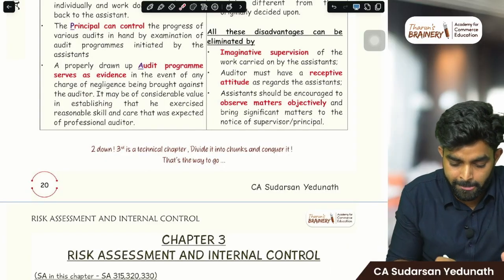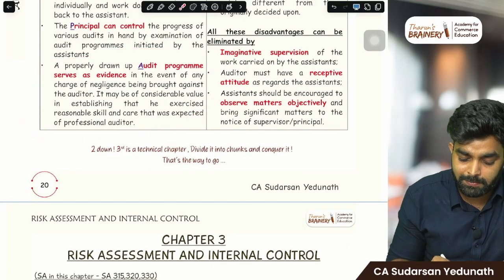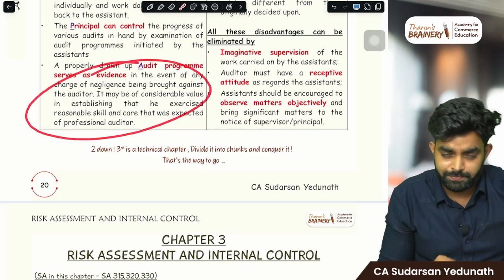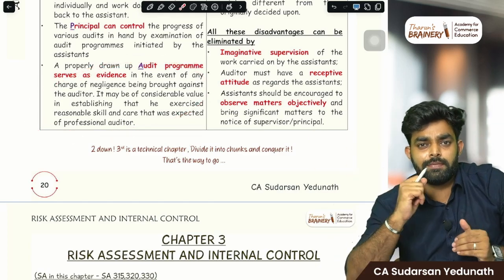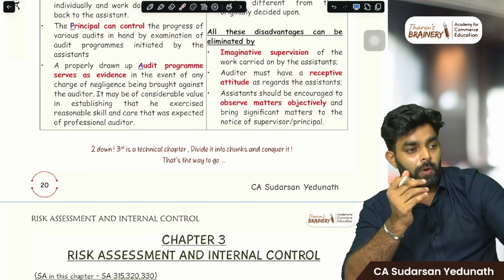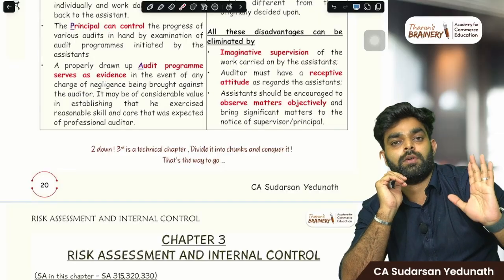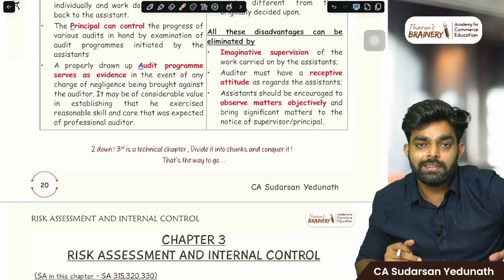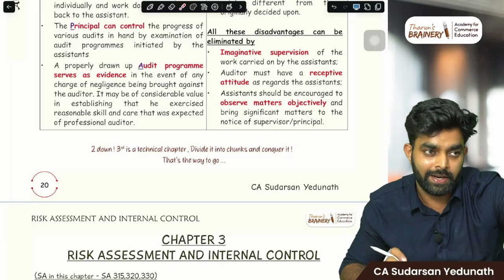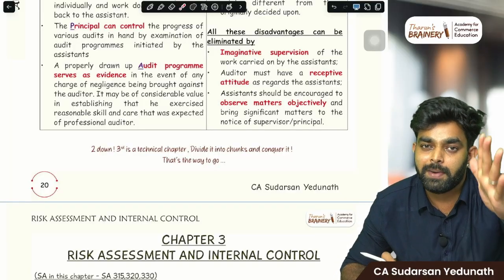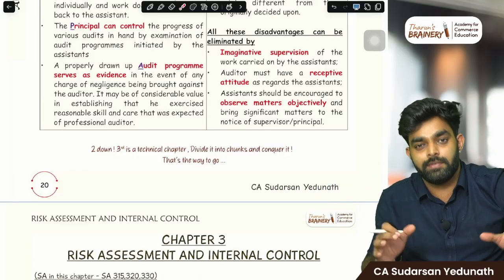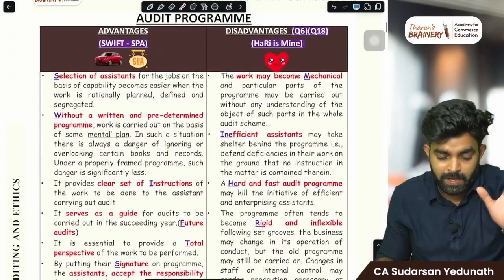Then a properly drawn up audit program serves as evidence in the event of a charge of negligence being brought against the auditor. Say I did the audit today, and 2 years later some case comes against the company. Suddenly they say the auditor was the problem, the auditor did the auditing, he was the fraud. Suddenly they put the blame on me. I can say, this was my audit program, I documented it, these steps I have already done. You have hidden the fraud in a bad manner, and I only gave reasonable assurance. You can give the audit program and say I have done all these steps, and you can get excused. Those are the advantages of the audit program.